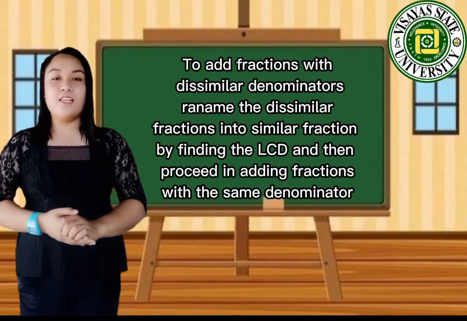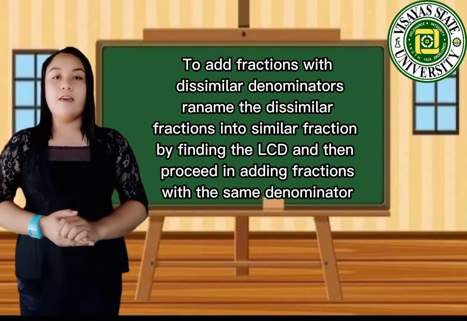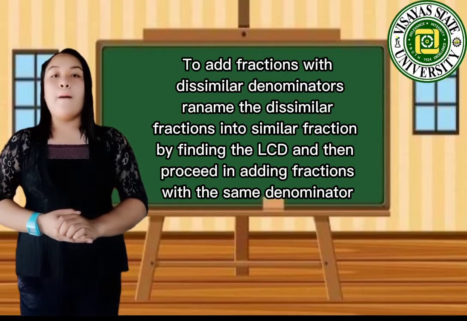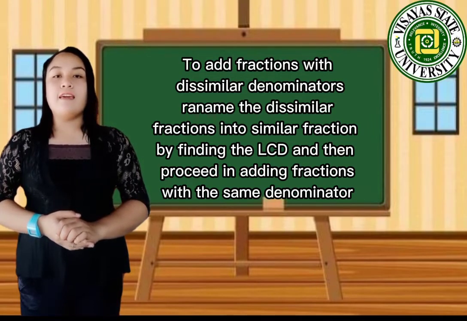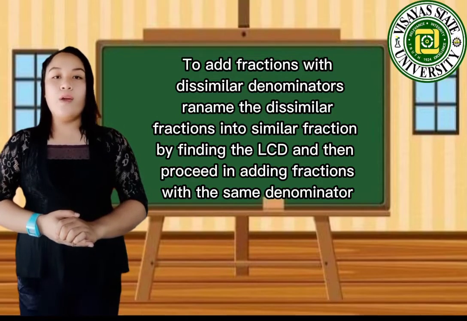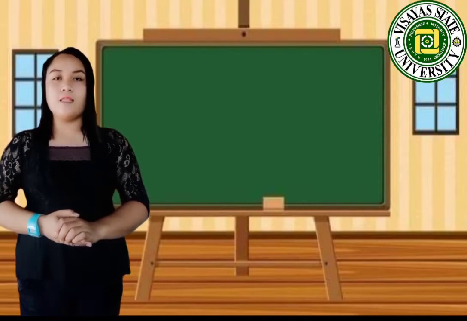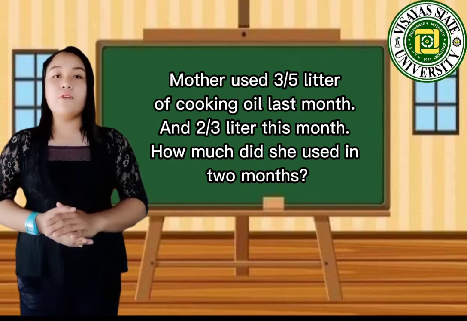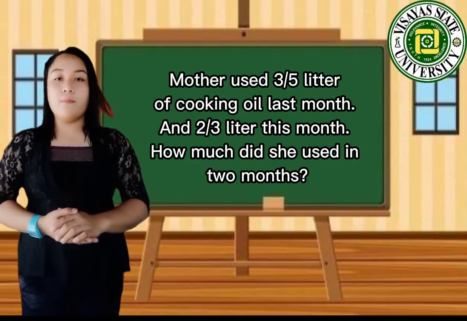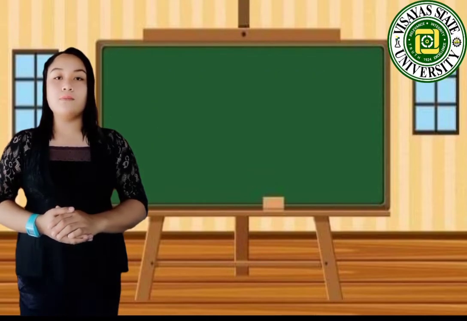To add fractions with dissimilar denominators, rename the dissimilar fractions into similar fractions by finding the LCD, and then proceed in adding fractions with the same denominator. Example: Mother used 3/5 liter of cooking oil last month and 1/3 liter this month. How much did she use in 2 months?